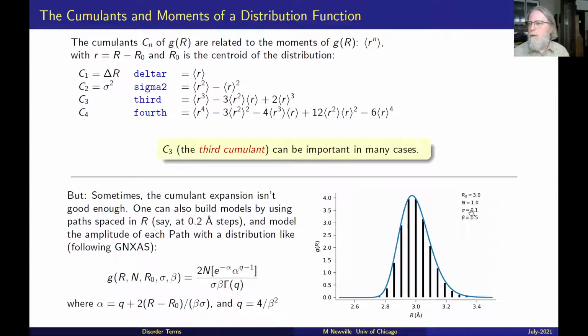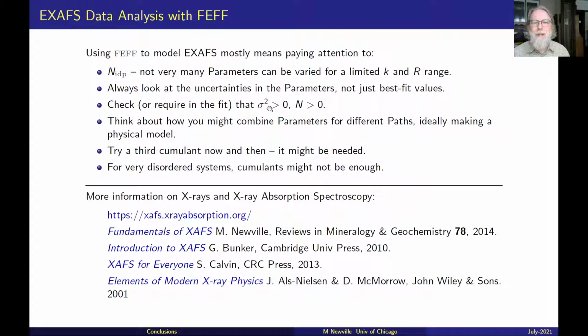where now R0, the centroid, and then a sigma and beta parameter are the parameters that describe this distribution function. Okay, I think I've gone much longer than I was hoping to for this lecture. I know this is one of the hard parts.